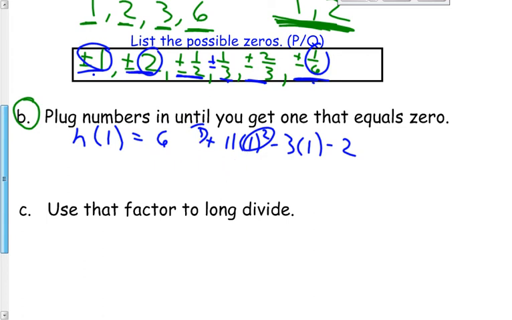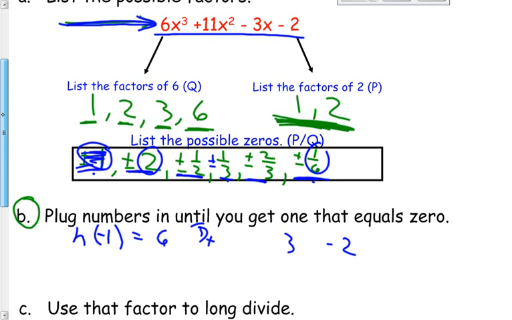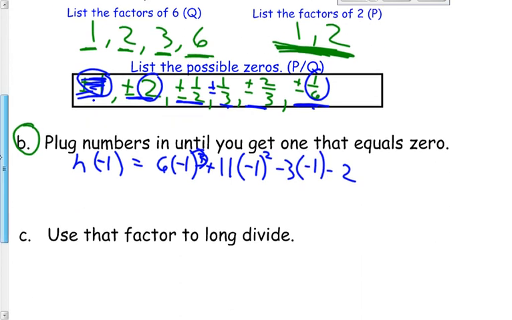So now, class, we know that that did not give us a 0. So now, let's try a different number. We know that this one right here is out. So now let's try the negative 1. Maybe that'll work. So a negative 1 goes into h. So x times a negative 1 raised to the 3rd power plus 11 times a negative 1 squared minus 3 times a negative 1 minus 2. Let's see where this gets us.